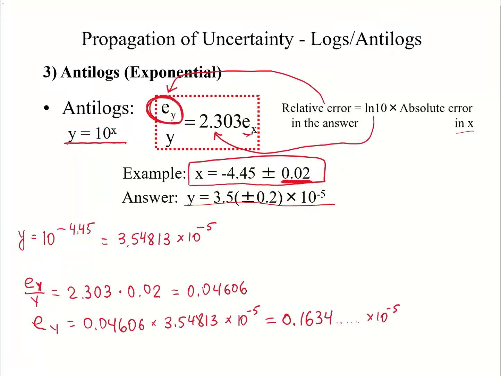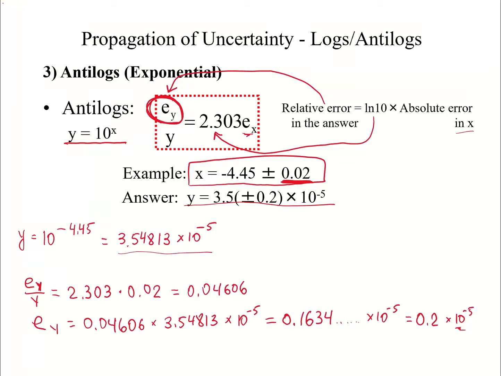But remember that we keep only one significant figure in absolute error. So I'm going to round it to one sig fig, 0.2 times 10 to the negative fifth. And I want to keep the same power, so instead of writing it in scientific notation, I'm keeping 10 to the negative fifth, because this is the absolute error that I'm going to be adding and subtracting from my value of y. So powers should be the same.